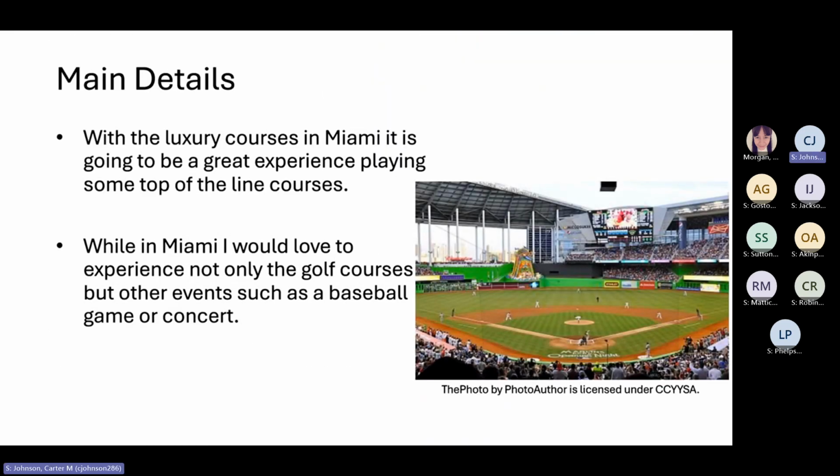The main details here is that the reason I would like to go to Miami is just how many luxury and nice courses there are to golf at. And while we're there, like I said, to just experience the city and see what it's like, maybe catch a baseball game or something like that.